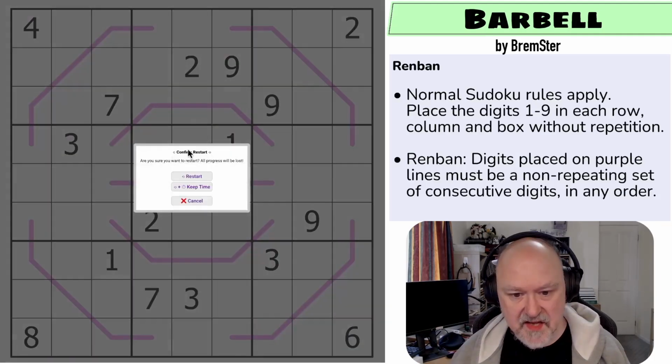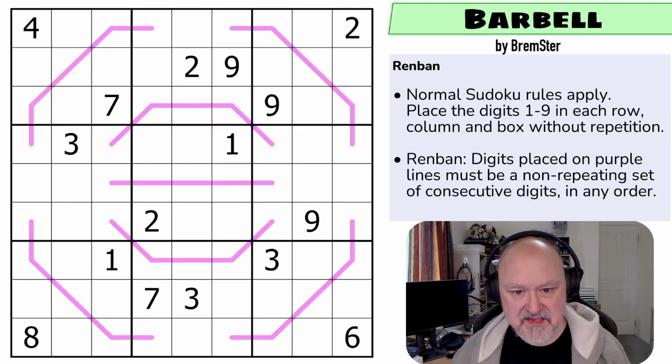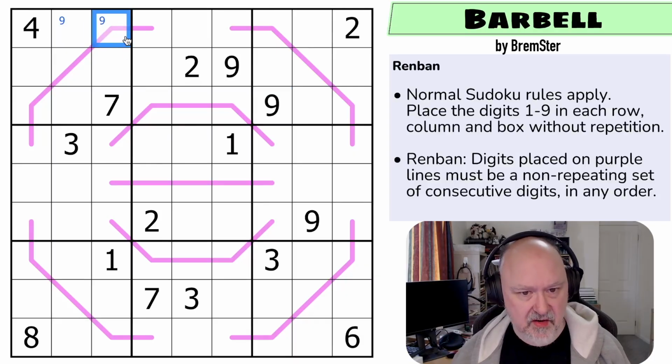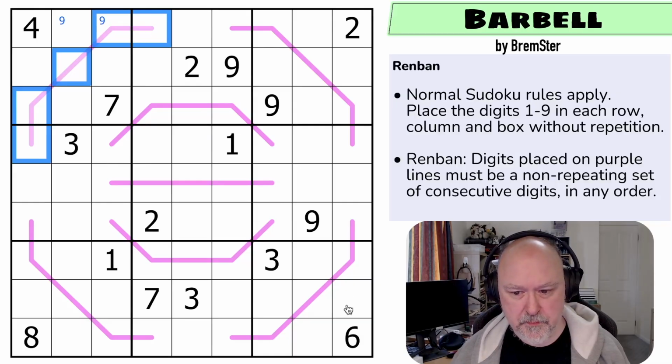I'm going to restart the puzzle to restart my timer. Let's give this a shot. I don't remember this puzzle very well. So 9 and 9 means 9 is in one of those two. If this is a 9, then this line must be 9, 8, 7, 6, 5. And I don't see why that wouldn't be possible.